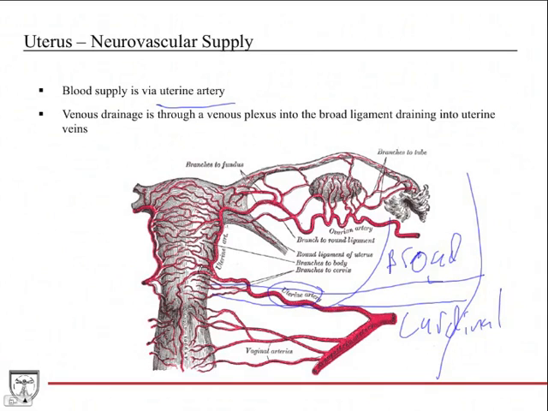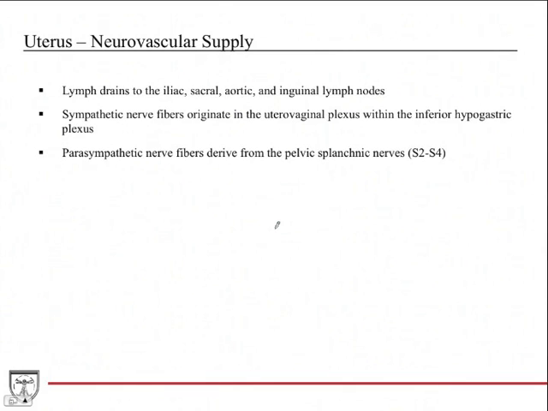Venous drainage is through the venous plexus within the broad ligament, and that drains into the uterine veins, which then go into the internal iliac veins. Lymph drainage is to the iliac, sacral, aortic, and inguinal lymph nodes, so uterine cancer would drain to those nodes. Sympathetic nerve fibers originate in the uterovaginal plexus, which is a division of the inferior hypogastric plexus, the main central hub of autonomic innervation in the pelvis. Parasympathetic nerves come from the pelvic splanchnic nerves, which have their cell bodies in the S2 through S4 spinal levels.